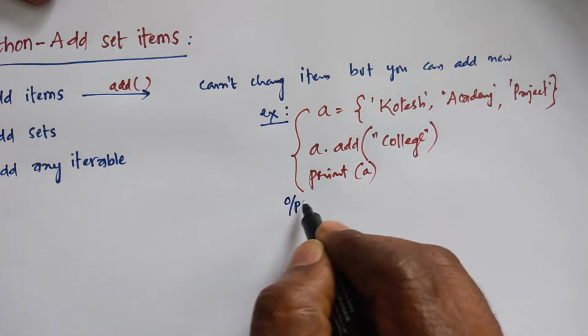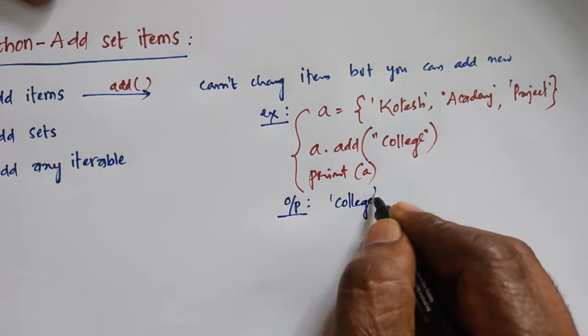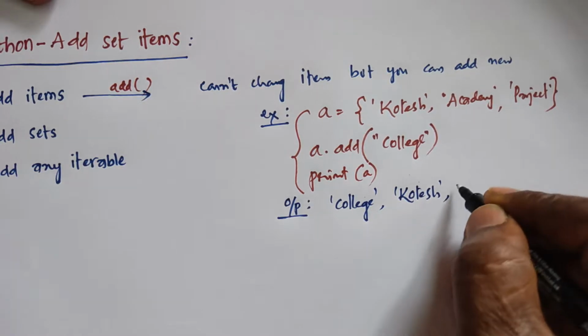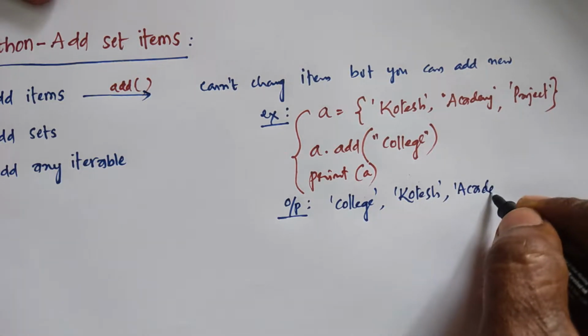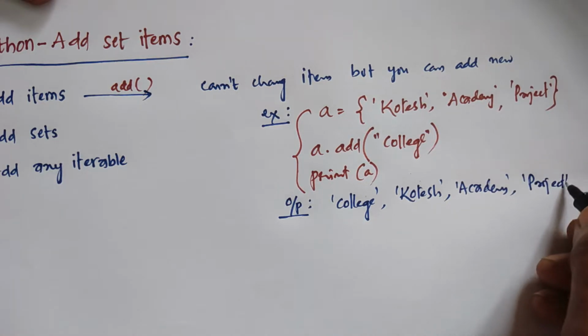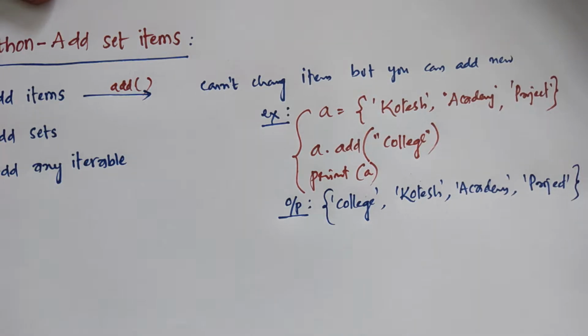The output starts with college, next academy, next project. This is the actual output of the above 3 lines.